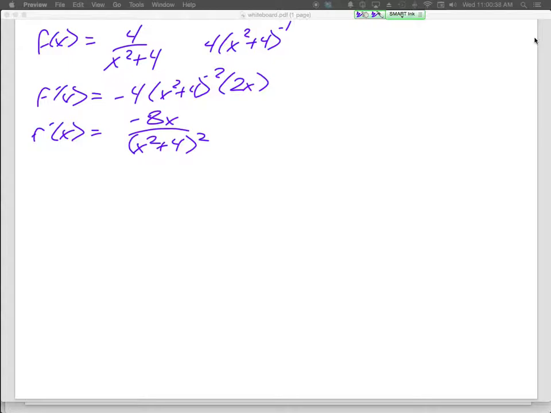Now, this problem is different than the first problem. Why is this one different? Because I'm dealing with a rational function. When I'm dealing with a rational function, there's something else I need to consider besides just setting it equal to 0. What makes the bottom 0 is going to make my derivative what? Undefined. So at this point, I'm going to set it equal to 0, but then I'm going to take each piece and set it equal to 0.